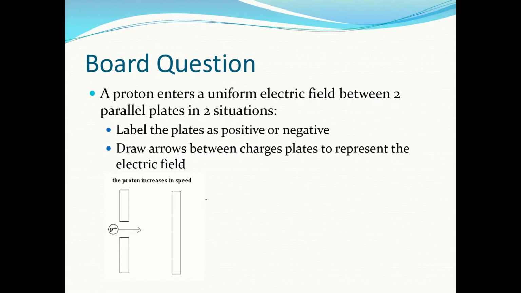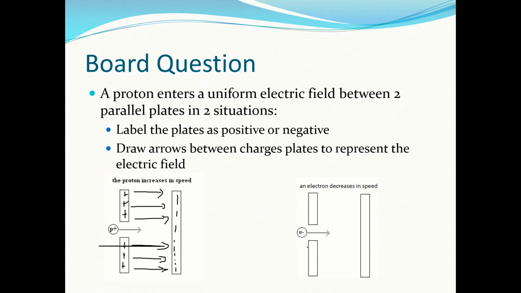So we have a proton, and it increases in speed. If it increases in speed, it's probably because it's attracted to the negative plate here, and it's going to speed up as it gets attracted to that negative plate. And my electric field is always the direction a positive charge would go, so it's away from the positive towards the negative.